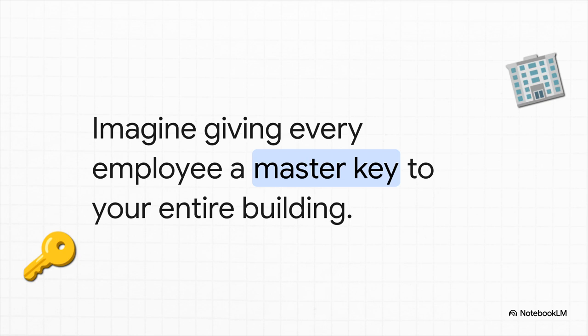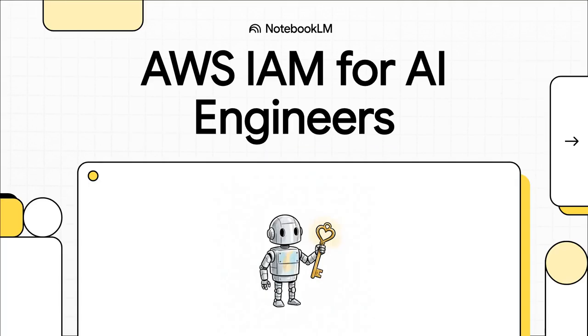If you don't tightly control who has access to your data and your compute power, you're essentially just handing out master keys to anyone on the internet. So, welcome to this explainer where we're going to completely demystify AWS Identity and Access Management, or IAM.